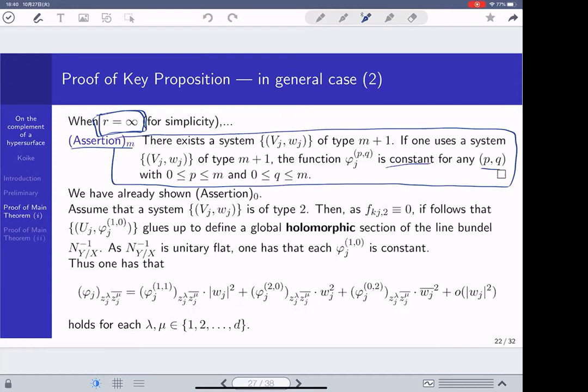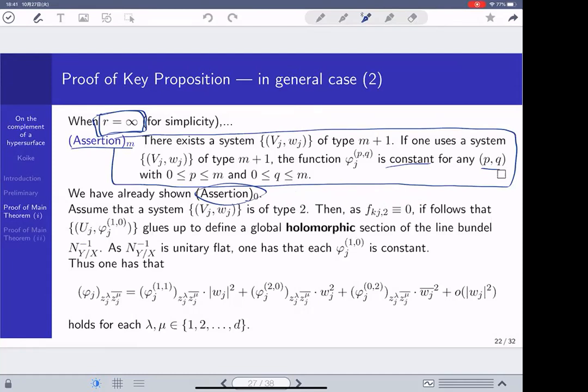Actually, we have already shown assertion 0, because assertion 0 states the existence of the system of type 1, and because of the assumption that the normal bundle is unitary flat, the system of type 1 always exists. And also assertion 0 says that phi_j00 is constant, but we finished showing this. So the proof of assertion 0 is finished. So the next problem is how to show assertion 1.